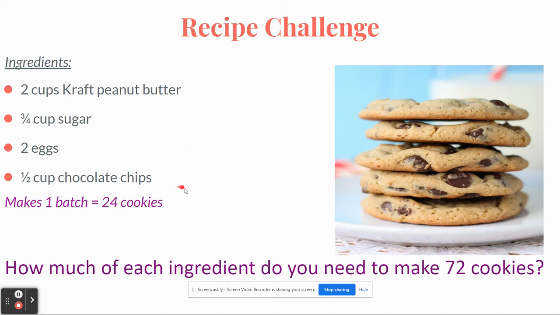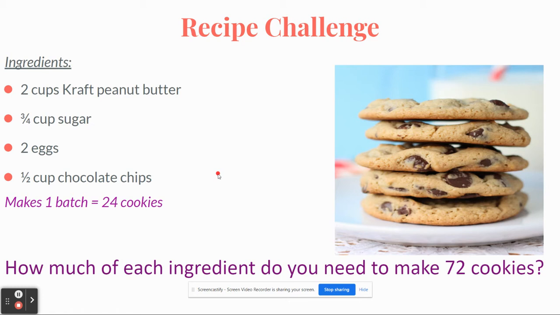So this recipe calls for these ingredients to make 24 cookies, one batch. That's not enough for me. I need more than 24 cookies. I mean, especially if I have to share with someone, I need to make more than that. So let's say I want to make 72 cookies. How much of each ingredient will I need to make 72 cookies?